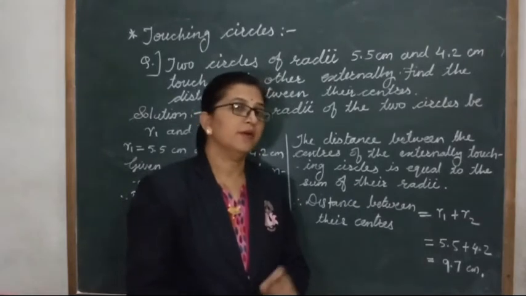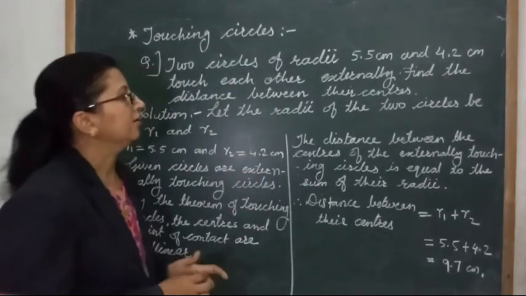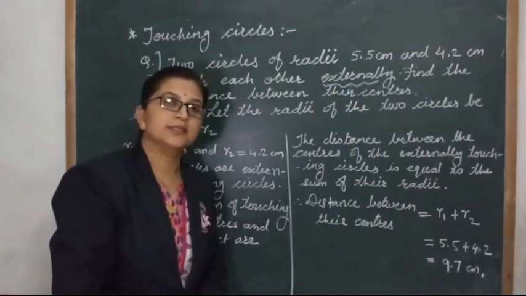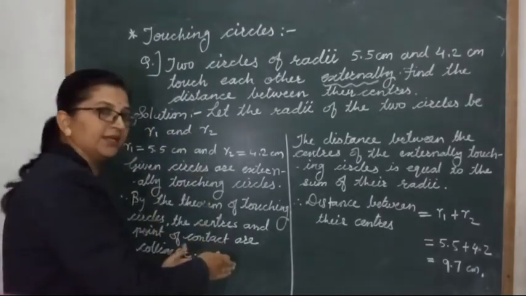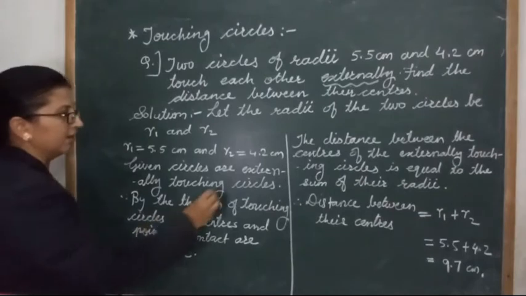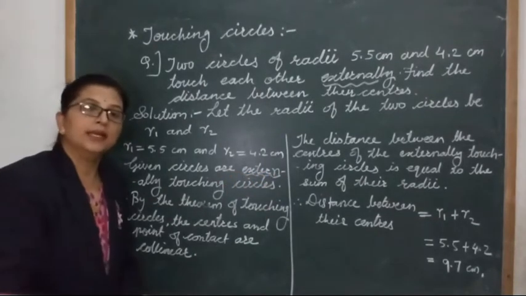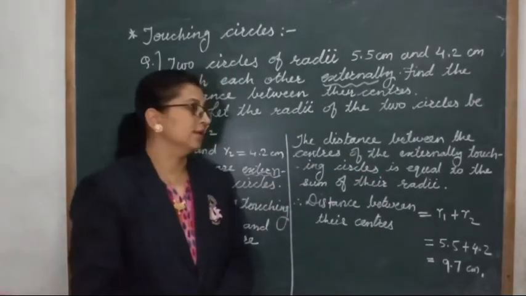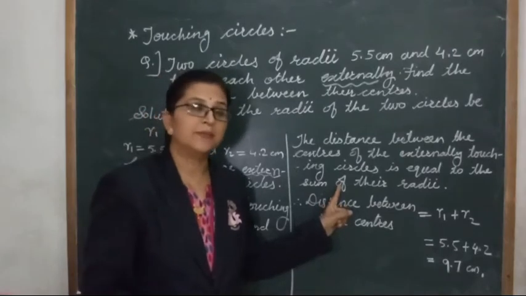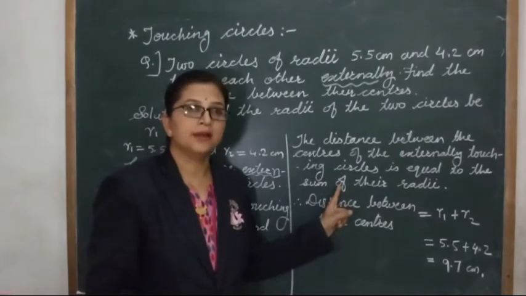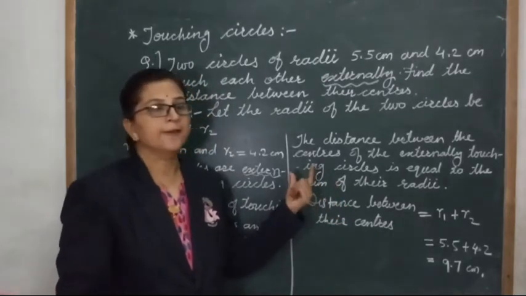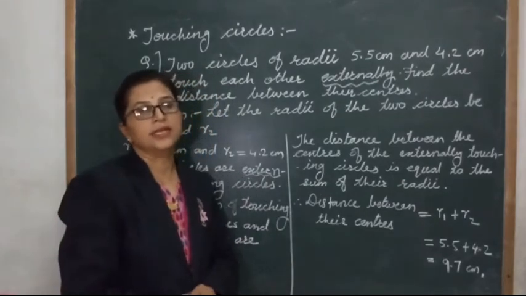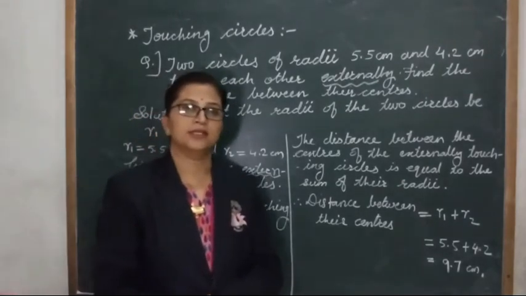Friends, if the same question is there and instead of externally touching we are given internally touching circles, then we will use the same method. Only where we had used the word externally, there we have to change it to internally touching circles. In the case of internally touching circles, the distance between their centers is nothing but the difference between the radii. So in that case, we subtract the smaller radius from the bigger radius and we will get the distance between the centers of the internally touching circles.